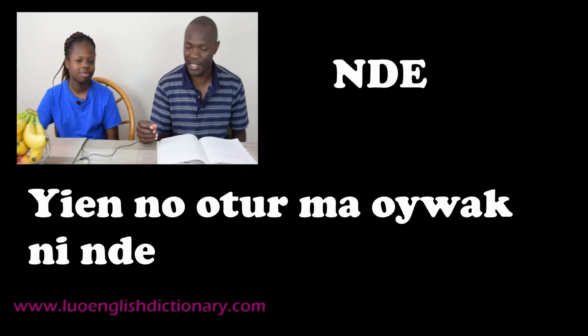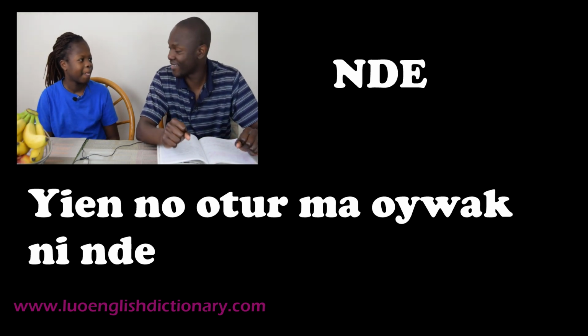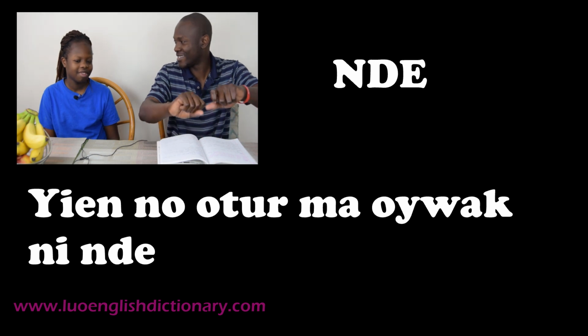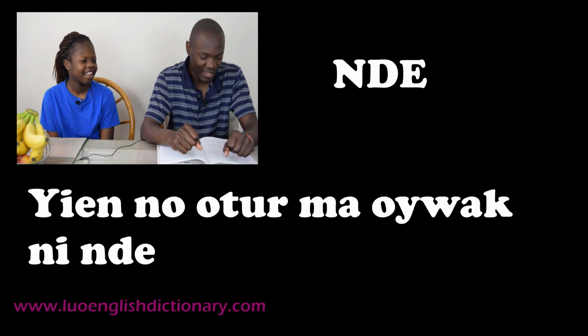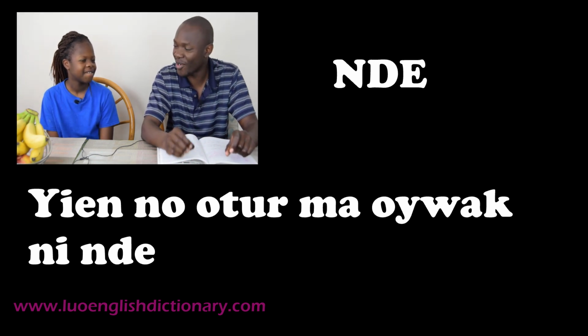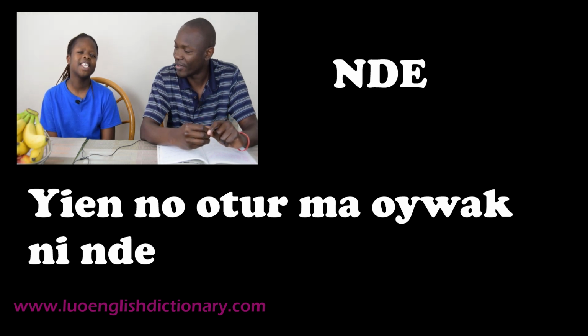Okay. Nde. Nde is to snap, like if you have a stick and you break it and it snaps. It snaps in nde. So you say yeno otur ma oyuak ni nde. The stick broke and it made a sound nde. But yuak is also cry in English, so you can translate it as two meanings.